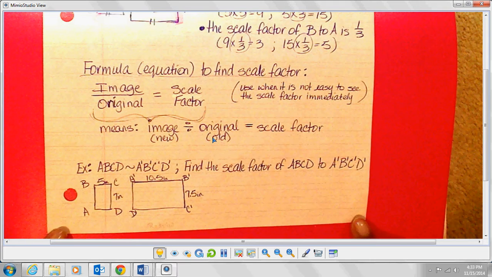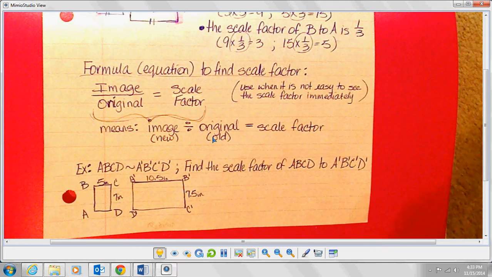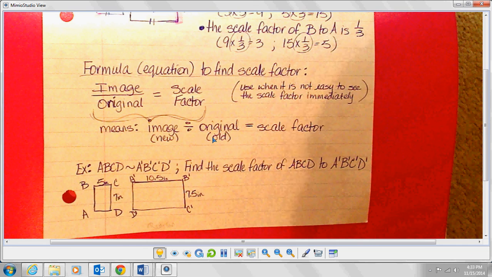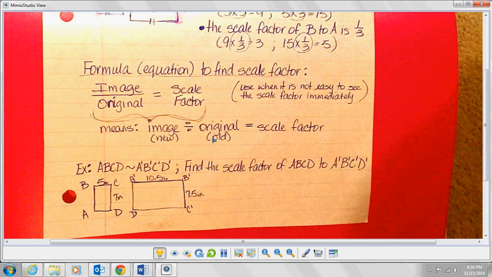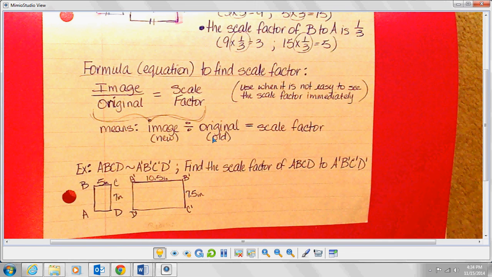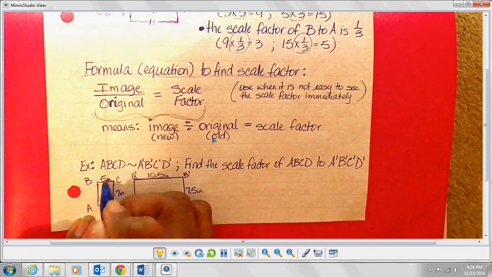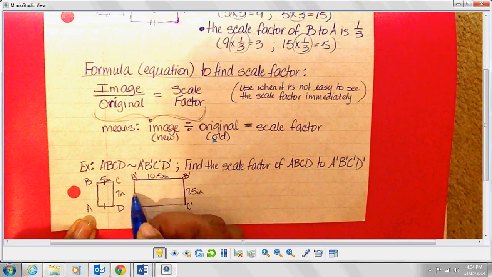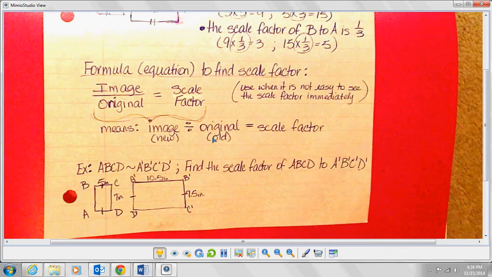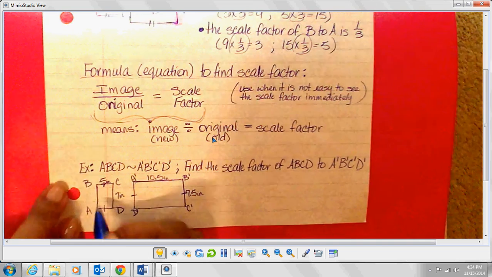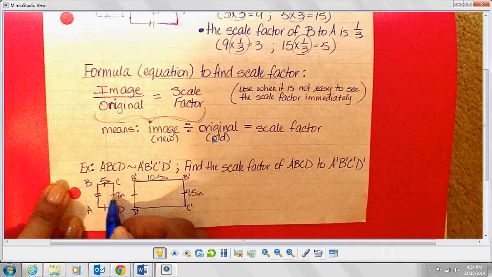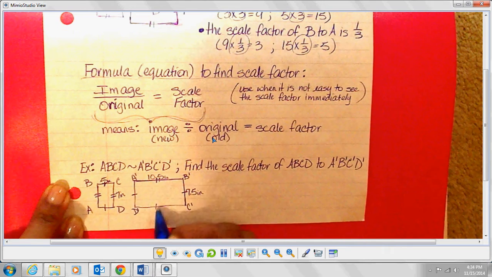Okay, we've got an example here that I'm going to do with you. It is telling you that ABCD is similar to A prime, B prime, C prime, D prime, and we're going to find the scale factor of ABCD to A prime, B prime, C prime, D prime. Since we have rectangles, remember our opposite sides are going to be congruent. Since these are the shorter sides in the bigger rectangle, they should be the ones with the 1 tick mark. And that means that these sides will get the 2 tick marks since they're the longer sides.